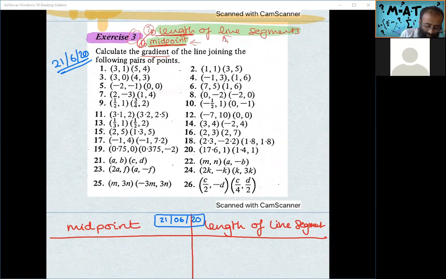In the question before, it said calculate the gradient. We've done that last week. So I'm just going to rub that out. Okay, right, let's take a pen. Okay. There we go. So we're going to calculate the midpoint now and the length of the line segment.